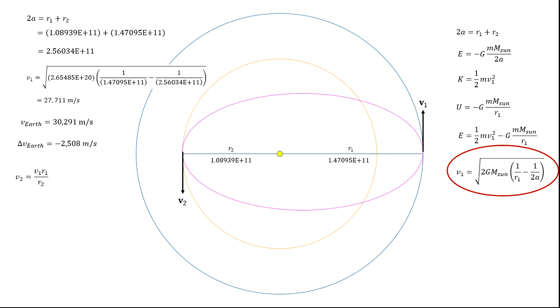We showed that we can derive V2 by multiplying V1 times R1 and dividing by R2. Here we plug in the numbers. That results in 37,418 meters per second. Venus at aphelion travels at 34,788 meters per second. That results in a delta velocity of 2,629 meters per second.